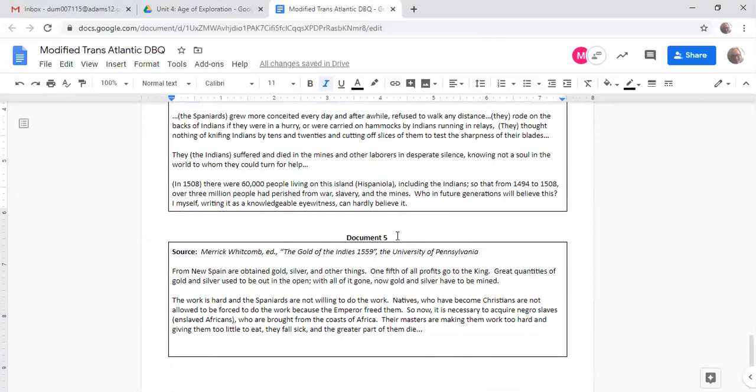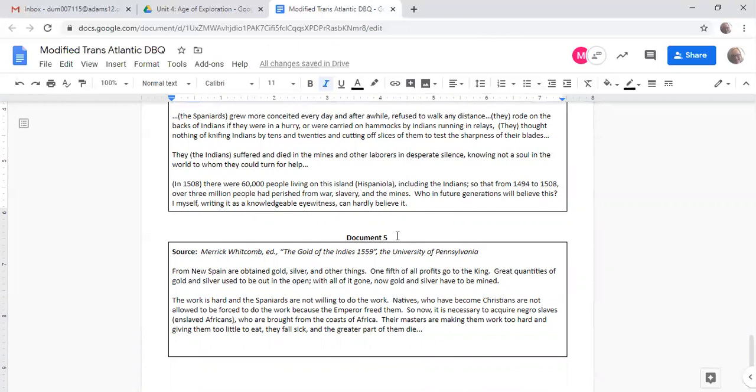Document 5. This is from Merrick Whitcomb, The Gold of the Indies, 1559, the University of Pennsylvania. So it looks like this guy edited some kind of book, probably a professor at the University of Pennsylvania. So we know this is not a primary source document. Let's see what he says. Or it could be a she, I actually don't know.